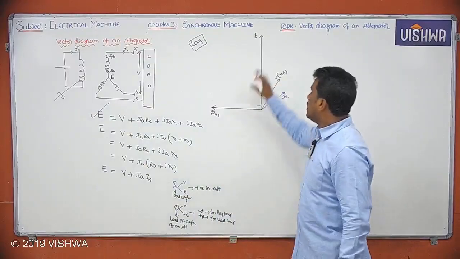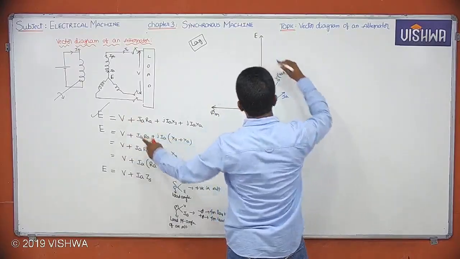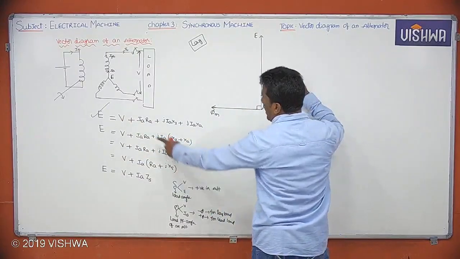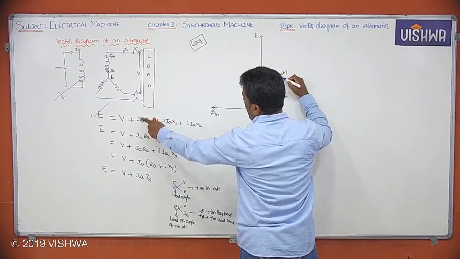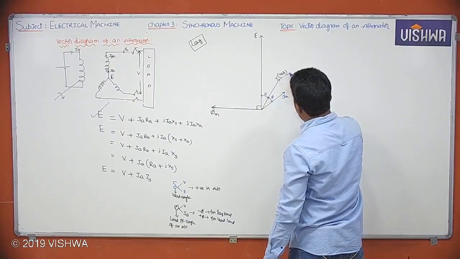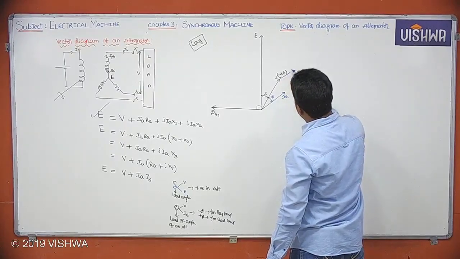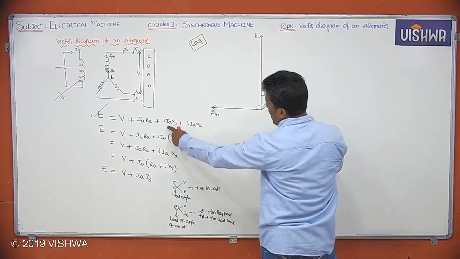E equal to, what I said, V. V is here. To this V, what we have to add? IA RA. The IA RA drop will be in phase with the IA vector. This is IA, so I can draw the in-phase vector like this. This is what IA RA.